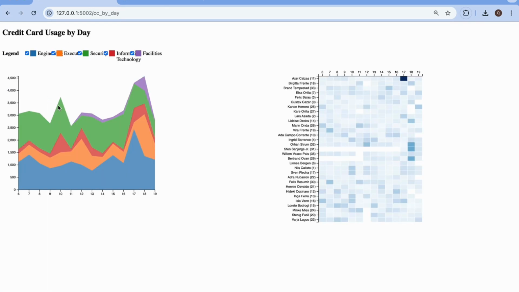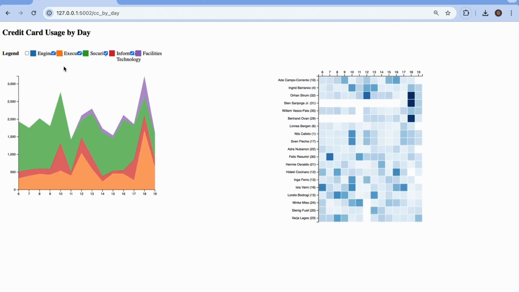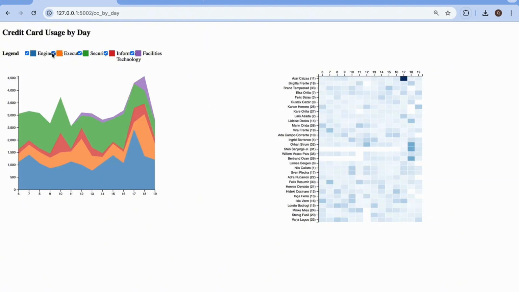Finally, we zoom out to see overall daily spending. On the left, a stacked area chart shows the total spending over time, split by department, and we can also filter these two charts by clicking the checkboxes here. Different departments are shown in different colors. On the right is the heat map showing daily purchases by individual employees.